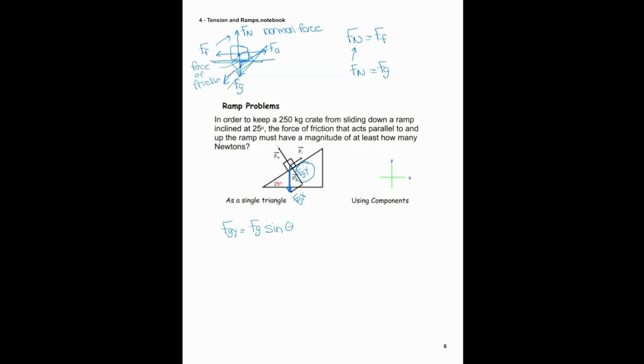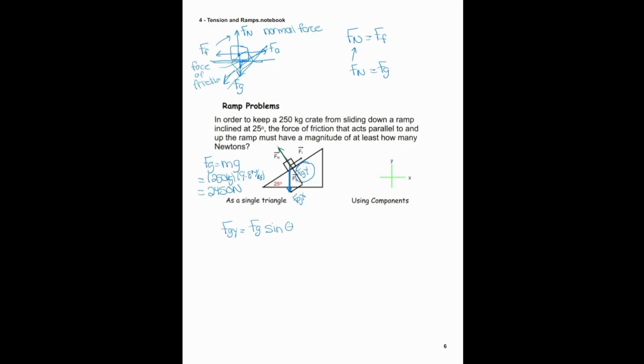So remember I said the force of gravity is equal to the mass of the object times that gravitational field strength, or the acceleration due to gravity. So we have 250 kilograms times 9.8 newtons per kilogram. That gives me a force of gravity acting down on this of 2,450 newtons.